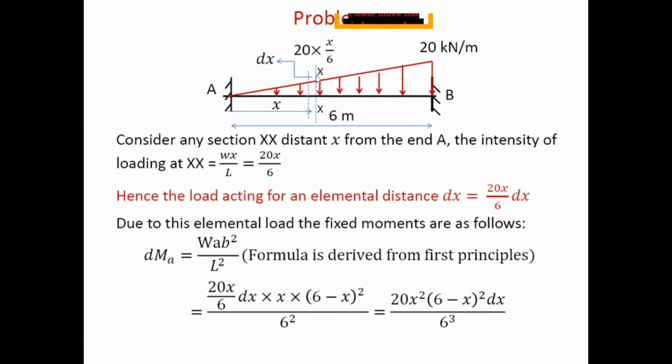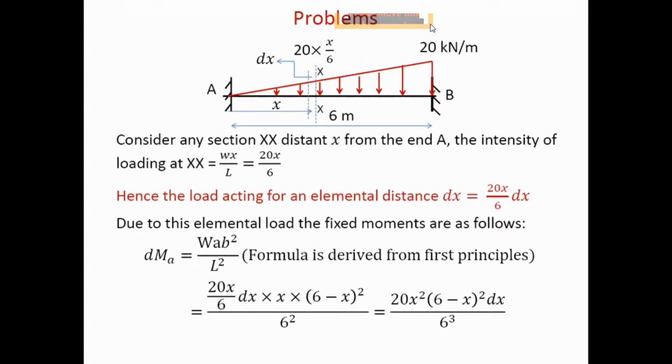For this strip, there will be a varying load and its intensity is 20 into x by 6. Now how is this 20 into x by 6? We have considered the elemental strip of length dx. Its distance is x from support A. As you can see, as you go on increasing the distance from support A, the intensity of loading goes on increasing. It varies, correct? And up to support B, it is 20.